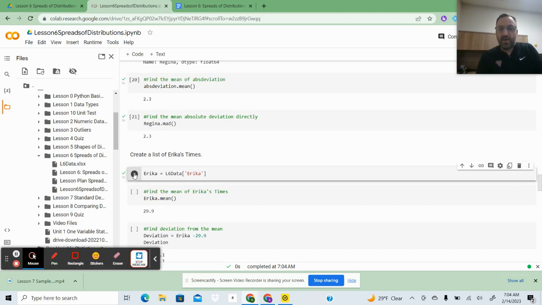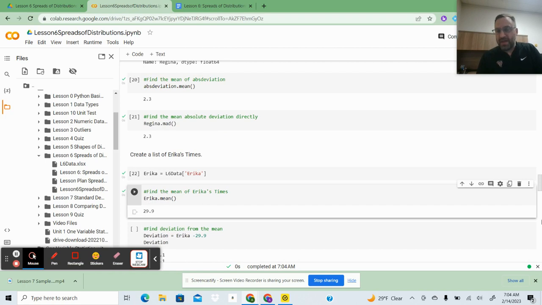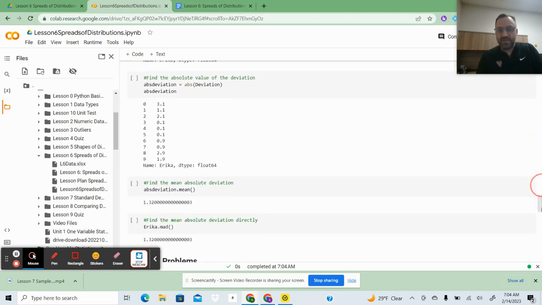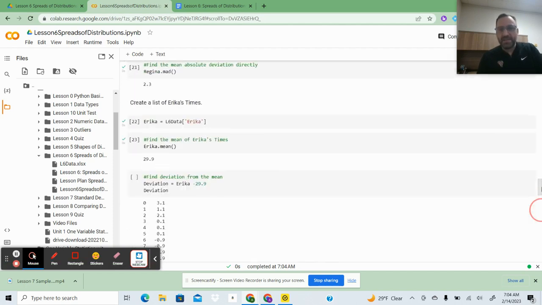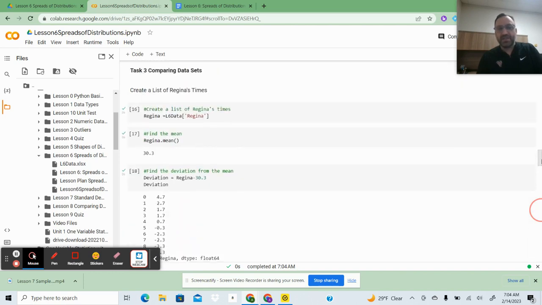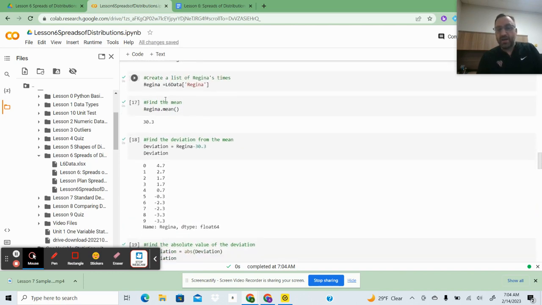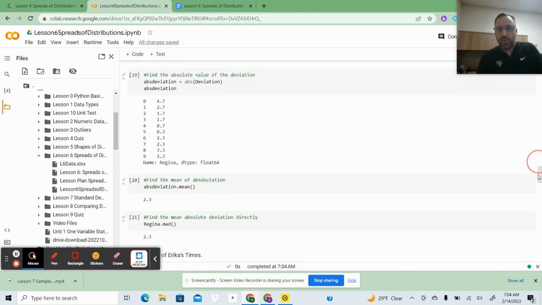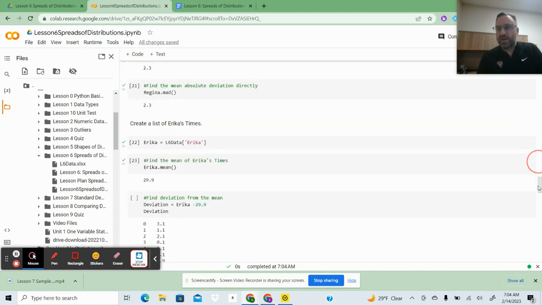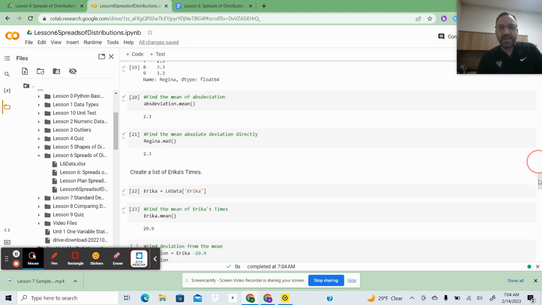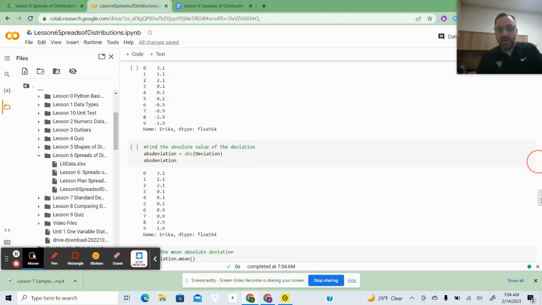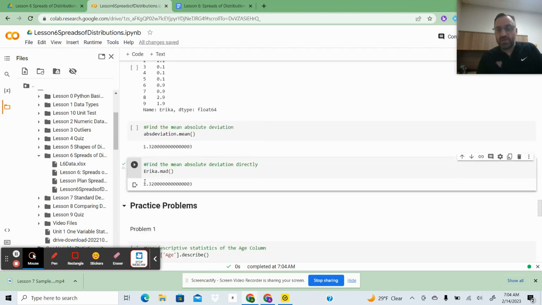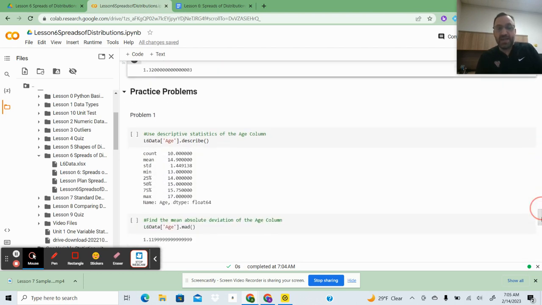And then I can do the same thing for Erica. So I'm going to go through here and just do the mean and then skip to the bottom to the mean absolute deviation. Students would need to calculate that by hand. And then what you would do is just compare the means of the two runners and then the absolute deviations. So if you look, Regina has a slower running time because she's at 30.3 compared to Erica, who's at 29.9. So on average, Erica's a little bit faster. And then you can compare the mean absolute deviation, which is about 2.3 compared to 1.32. So because this is smaller, this means Erica is actually more consistent at running the same speed.